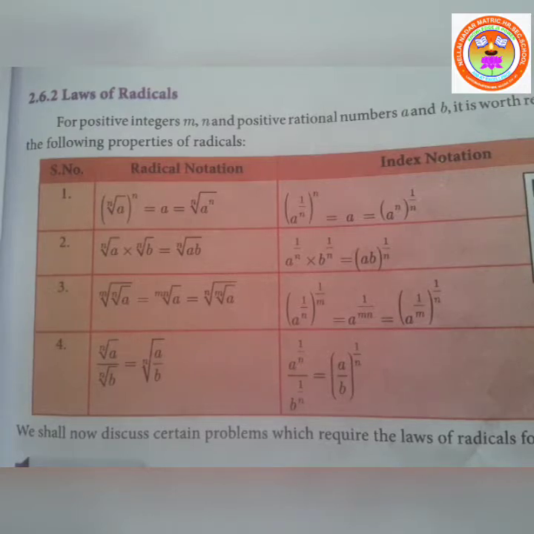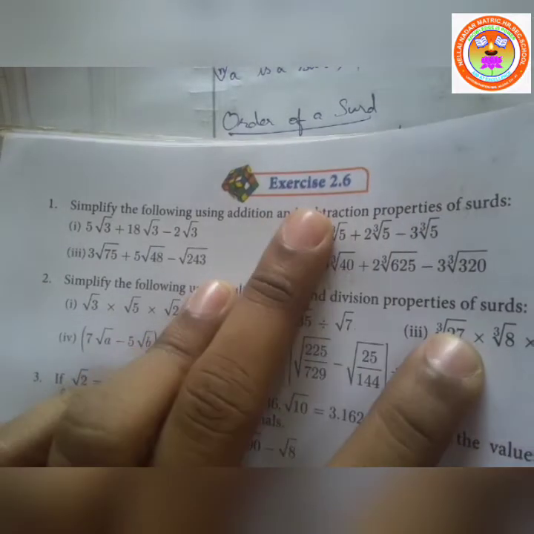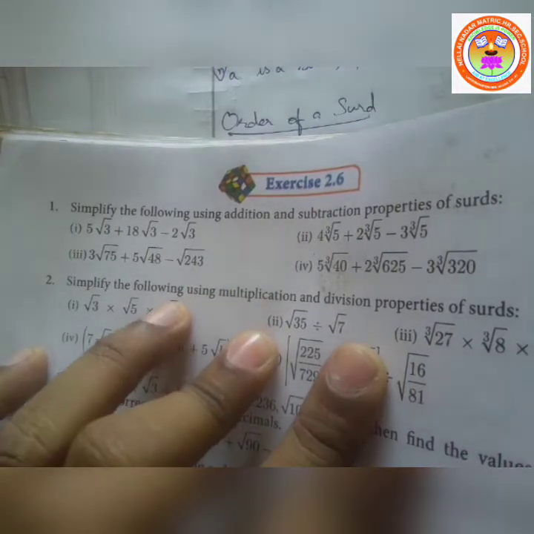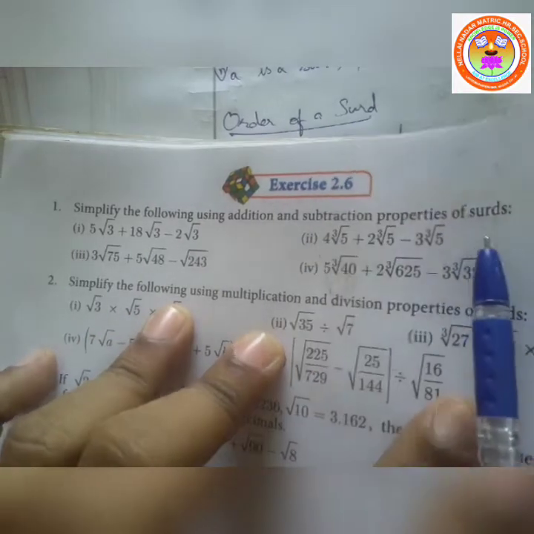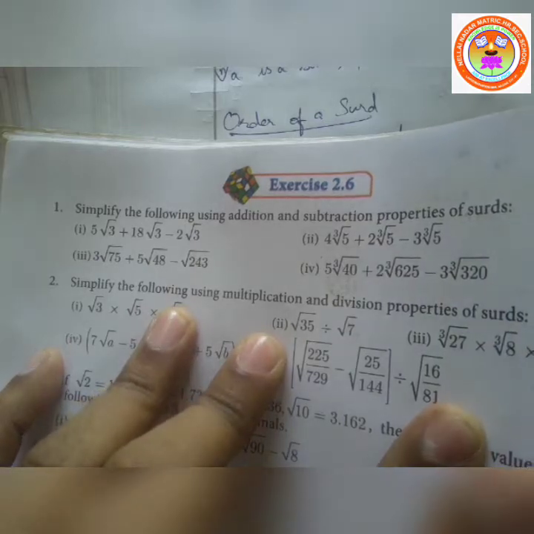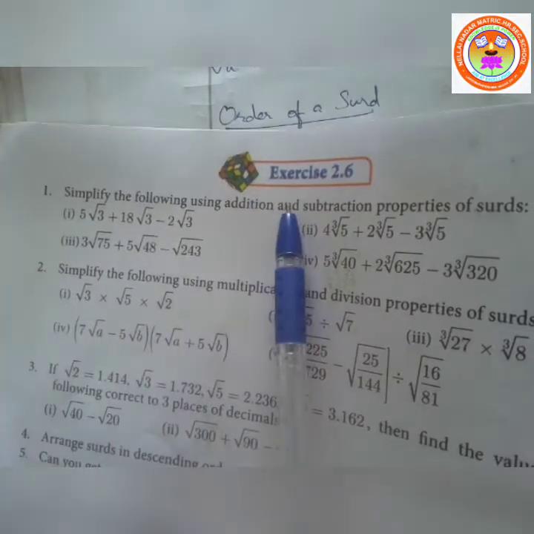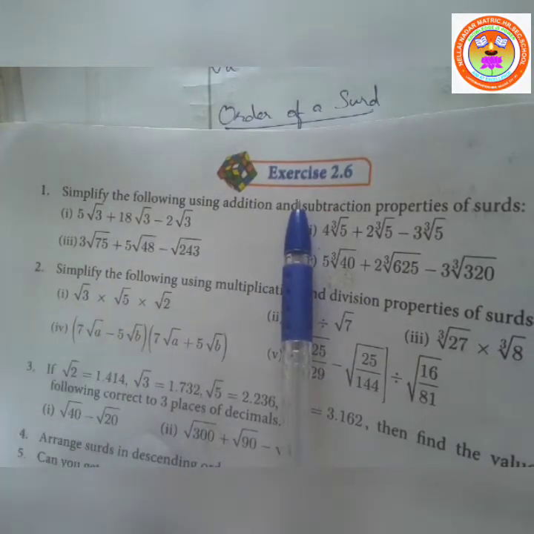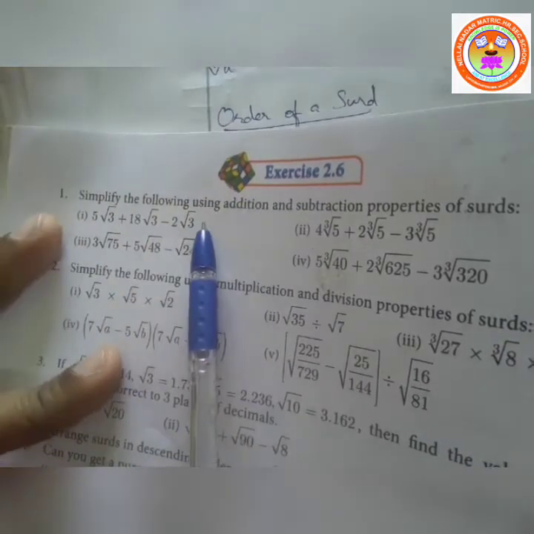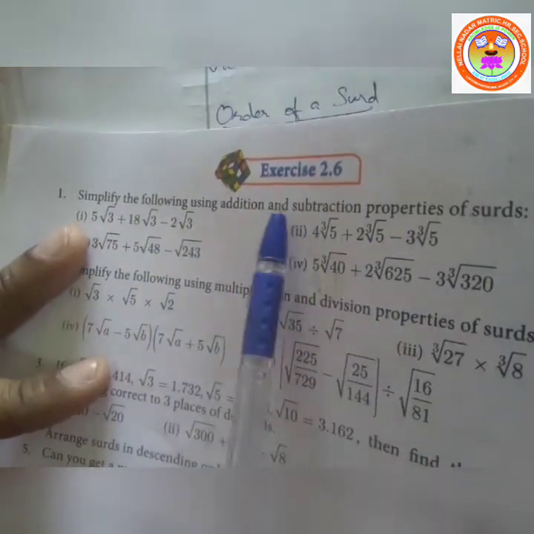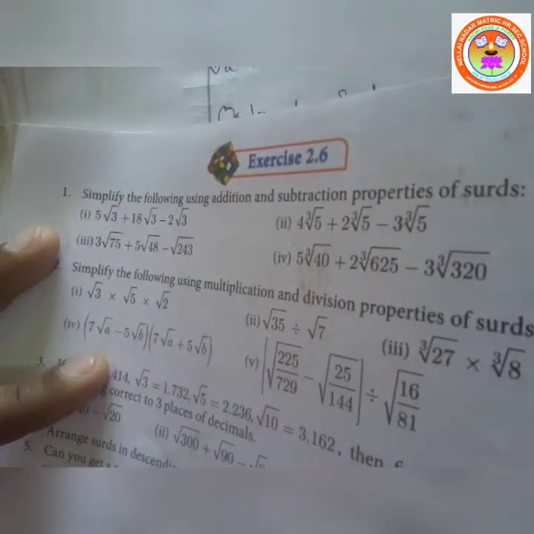Now we will move on to the exercise, children. The next exercise is exercise 2.6. First sum: simplify the following using the addition and subtraction property of surds. We are just going to add and subtract surds. A surd is a number, and if you are introducing a number, you have to know how to add and subtract it. So first we learn how to add and subtract these surds, and now we'll start the sum.